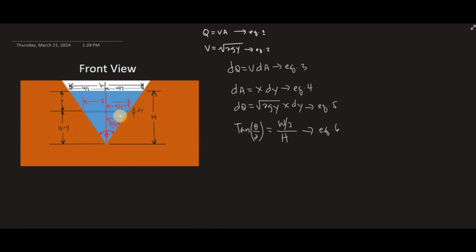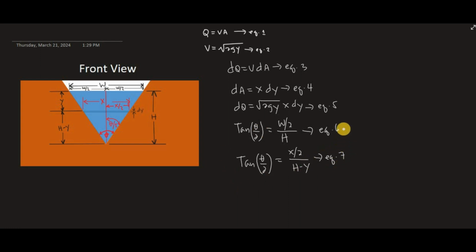Let's call this equation 6. Now, in the same manner, we can also write tangent theta over 2 by looking at this smaller triangle here. And so, tangent theta over 2 can also be written as x over 2 over h minus y. In this smaller triangle, the side opposite to this angle, theta over 2, is x over 2, and its adjacent side is h minus y. And let's call this equation 7.